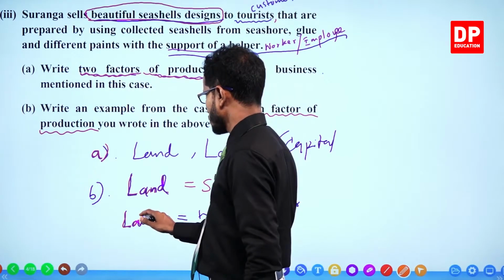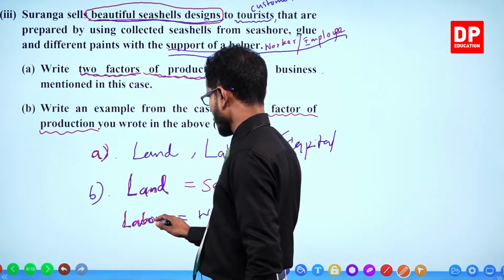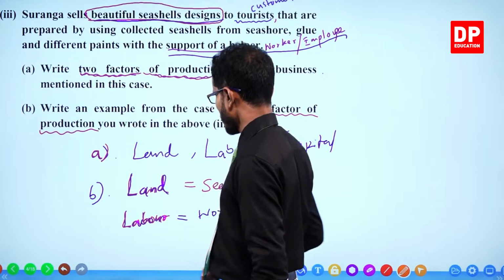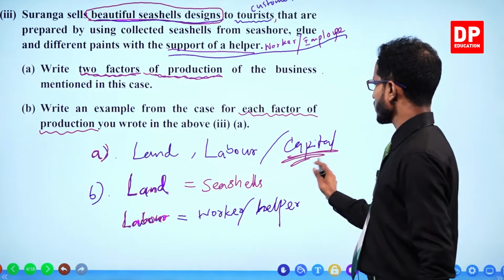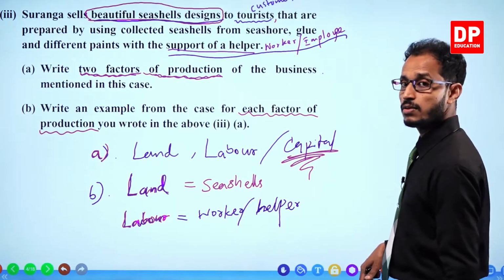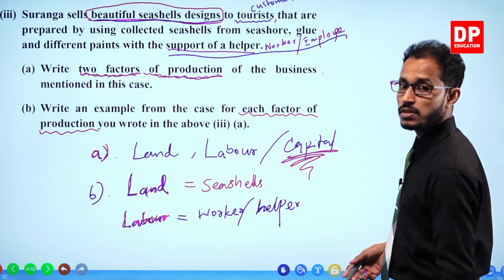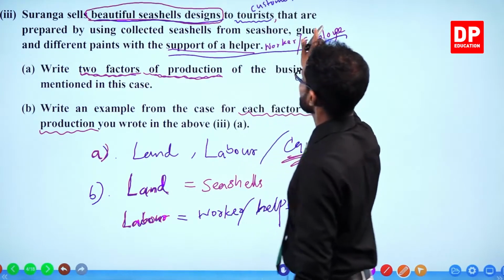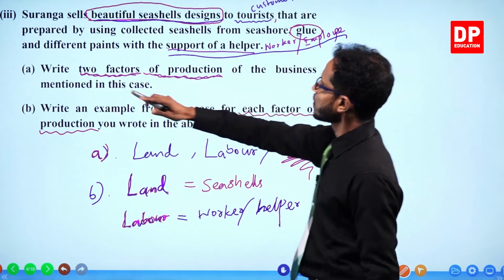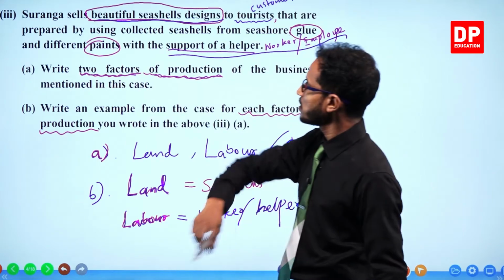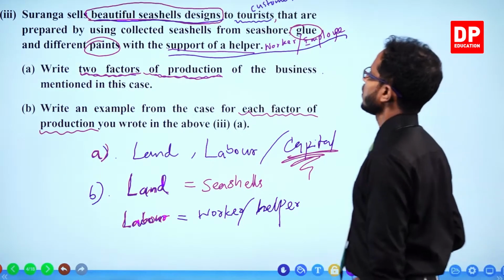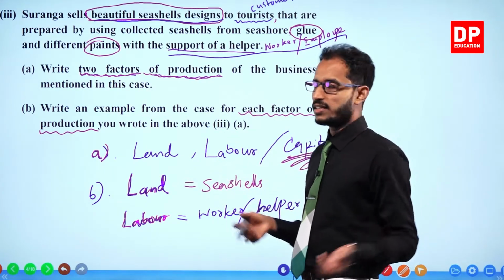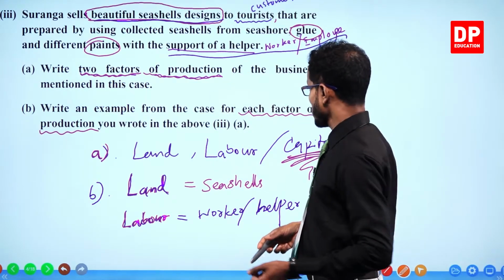Children, if you wrote capital, what can you take for capital? What examples? Of course, you can take this. You can take this. Glue, paints. You can take those.